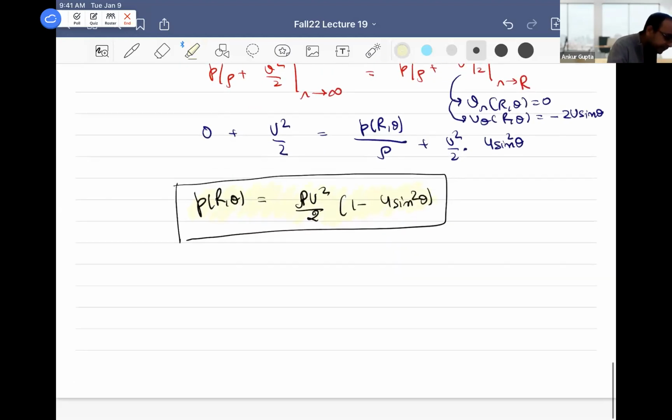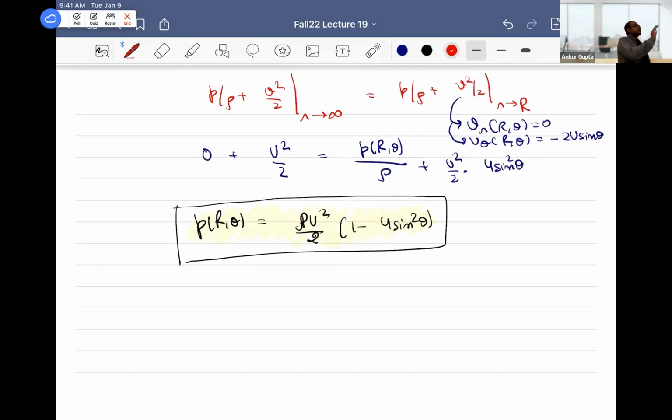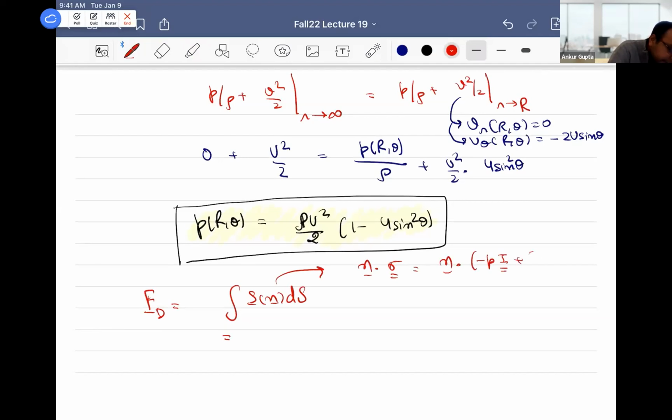So to calculate drag, and by the way, I want to show this calculation once because I want to make sure that you all are now very comfortable with this. So it's the stress vector times ds. And the stress vector is n dot sigma. Remember that n dot sigma is n dot (minus p identity plus tau). Tau is 0 because there is no viscosity. So what you really get is simply minus p n ds. It's very simple. Simply p n ds is your entire force.